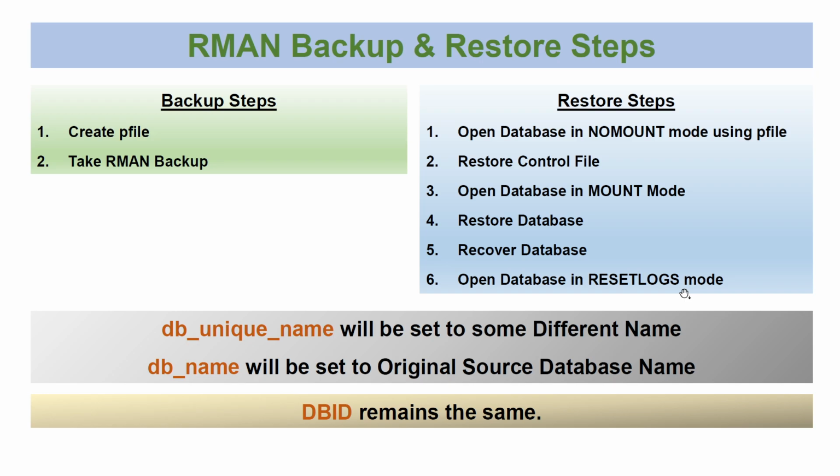Since we are going to duplicate the database on the same server, we will set the DB unique name to some different name. So this is very important. We'll set the DB unique name to some different name, and the DB name will be set to the original source database name. So remember this point: the DB name will match the original database name, and the DB unique name will be changed. In this method, once we do the restore, the DB ID remains the same. So the DB ID will be exactly the same as your source database.